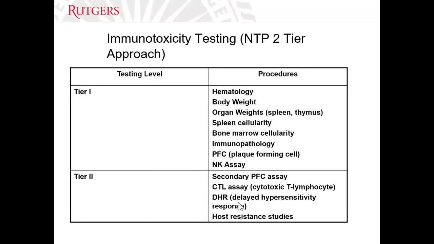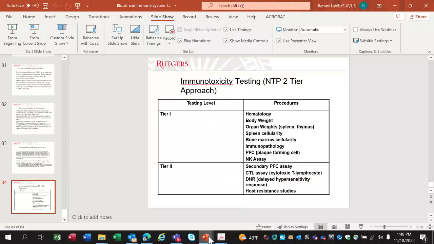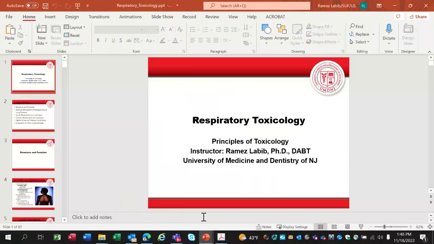So that's the immune system lecture. Now the respiratory toxicology lecture.